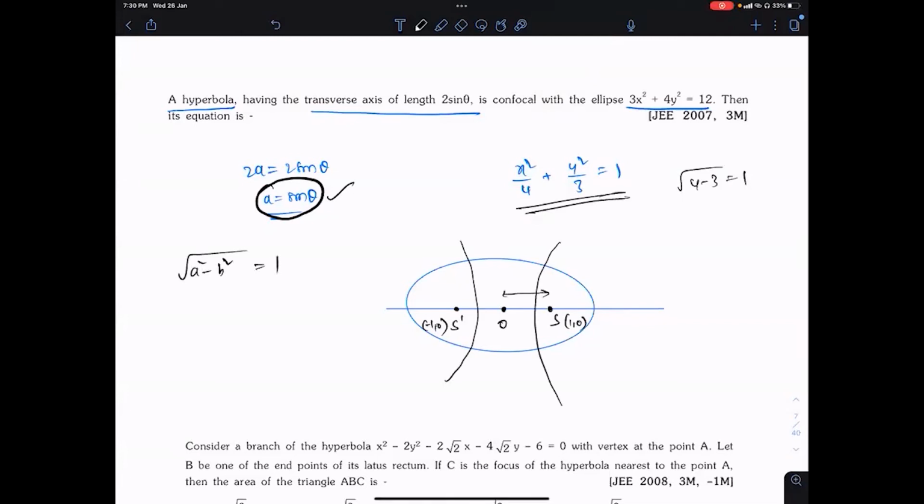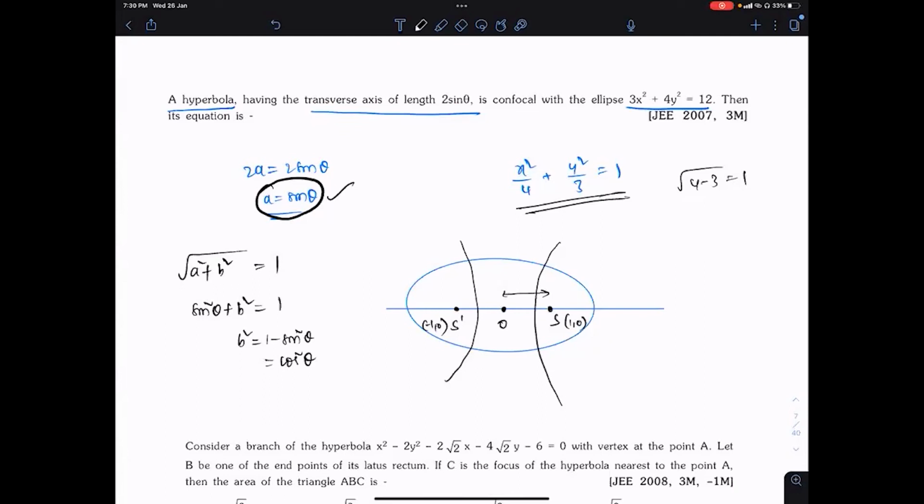The distance of the focus from the center of the hyperbola is 1, because confocal means the same foci for the hyperbola. And already a is given. So sine square theta plus b square is equal to 1. So b square is equal to 1 minus sine square theta, which is cos square theta.